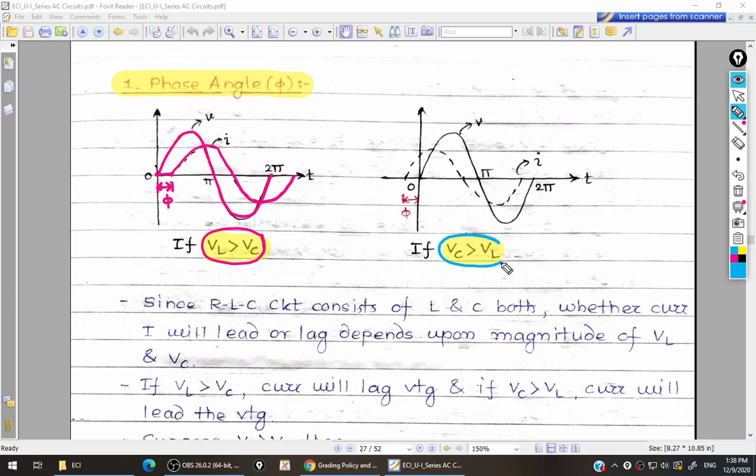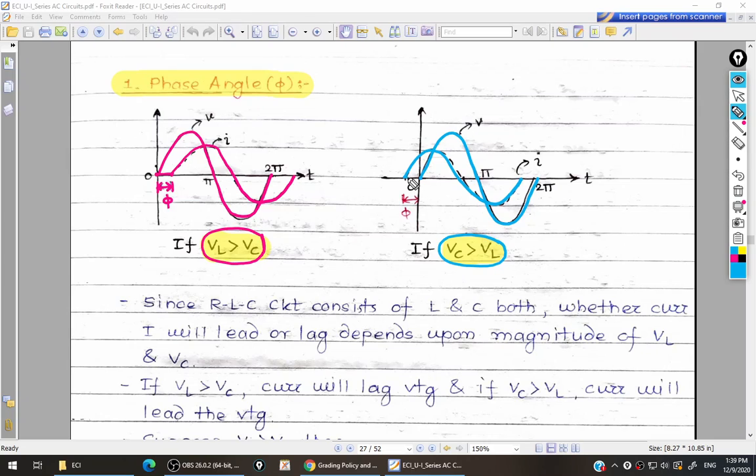Now if you look at the second case, what we are assuming over here is that Vc is greater than VL. This indicates that the circuit is capacitive because Vc is higher. First of all we will draw the waveform for voltage. Suppose your voltage is starting from 0 degree. Now we know that in a capacitive circuit, current is leading. So if voltage is starting at 0 degree, current should start somewhat earlier. So we are showing that current is starting before voltage because current is leading in a capacitive circuit. You will get the waveform for current like this.